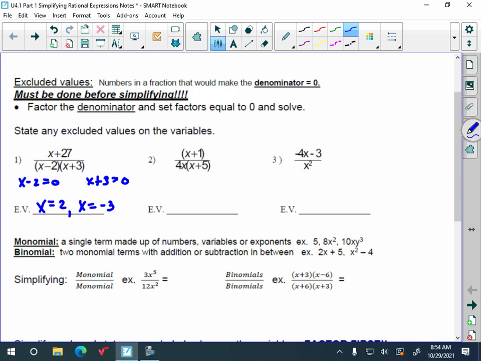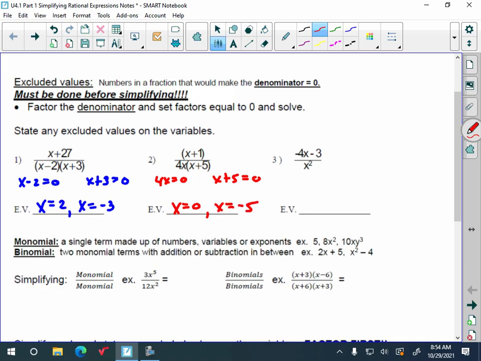All right, number 2. It's already factored for us. So here we set 4x equals 0 and x plus 5 equals 0 because those are the factors that have variables. If we solve those, we would get x equals 0 for 4x equals 0, divide by 4. And for x plus 5 equals 0, we would subtract 5 over, and we get x equals negative 5.